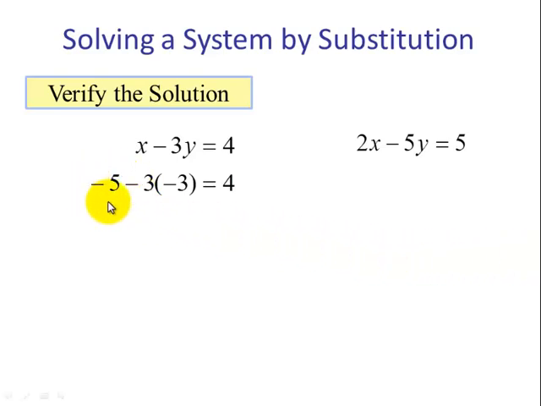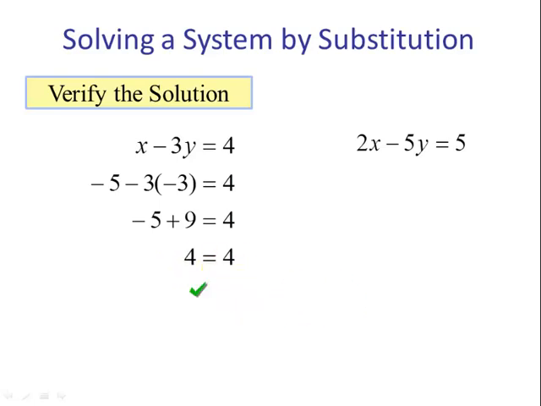For the first equation, on the left hand side we have negative 5 minus 3 times negative 3. Hopefully that equals 4. We have to multiply first. This becomes a positive 9. Bring down your negative 5. And negative 5 plus 9 is 4. So the left hand side equals the right hand side.